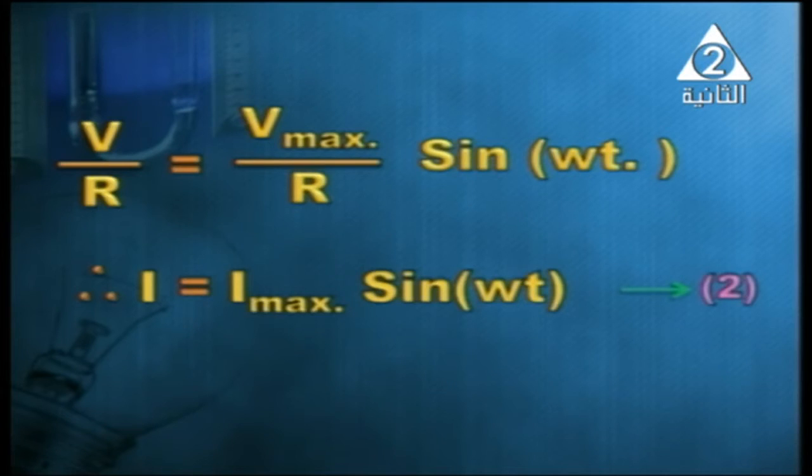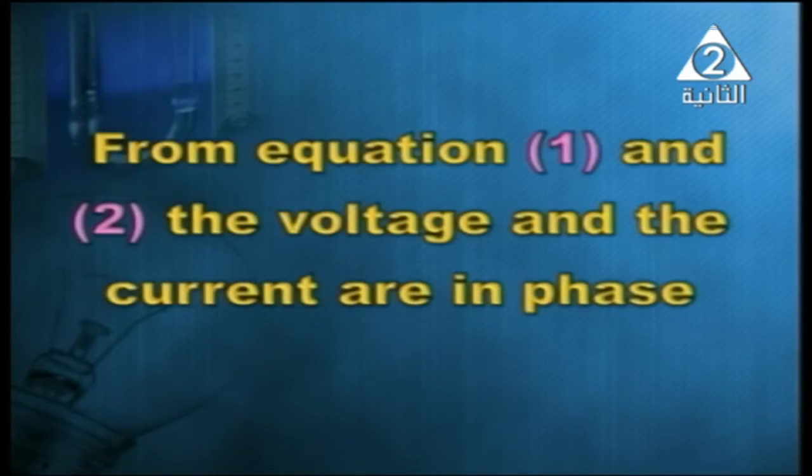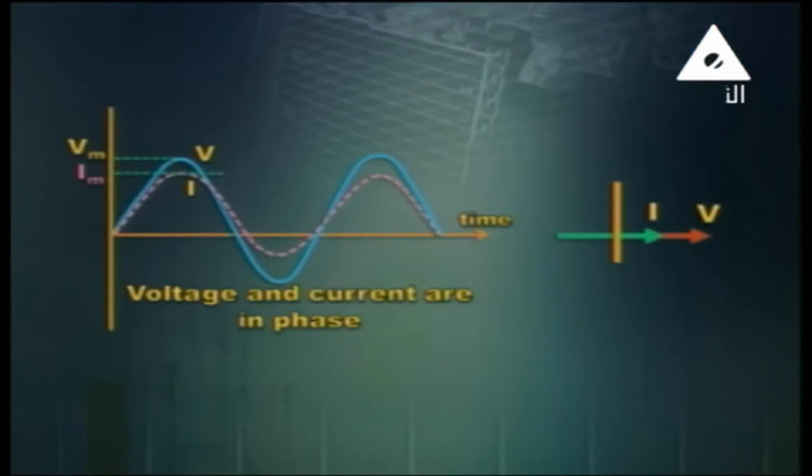When we compare these two equations, V instantaneous equals V maximum sine omega t, and I is equal to I maximum sine omega t, it is quite clear that the voltage and current are in phase. So the phase angle between them is 0. It is shown in front of you.